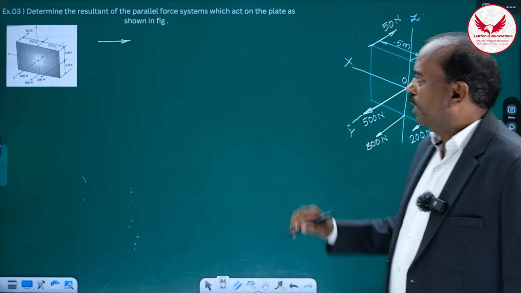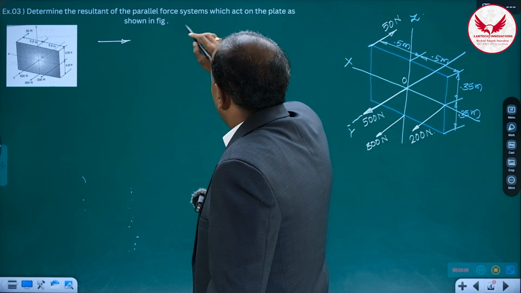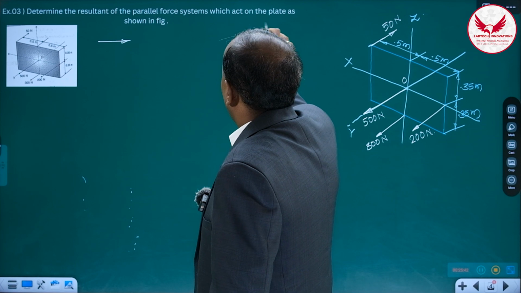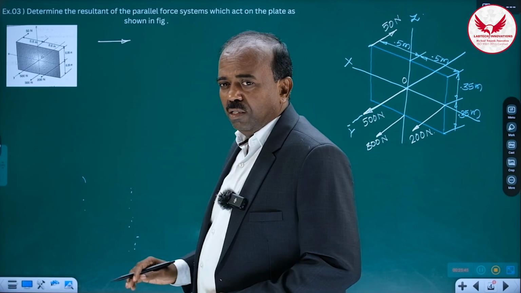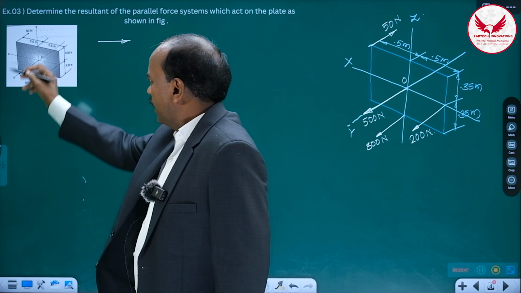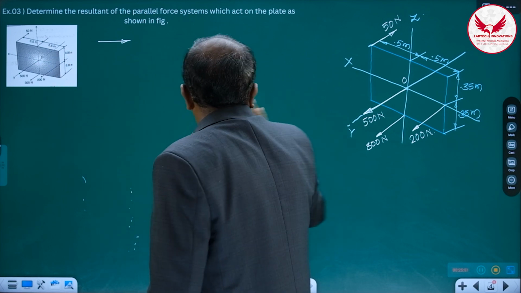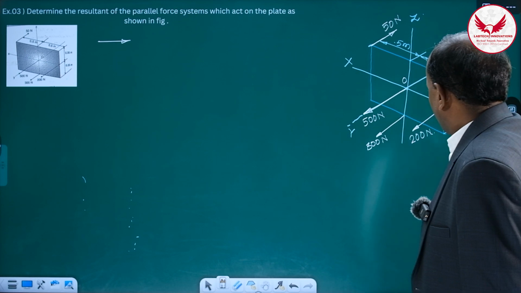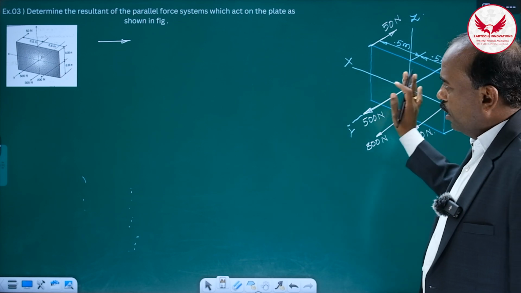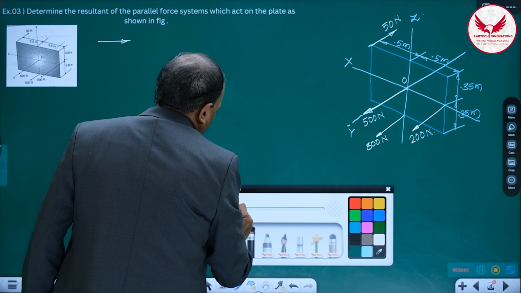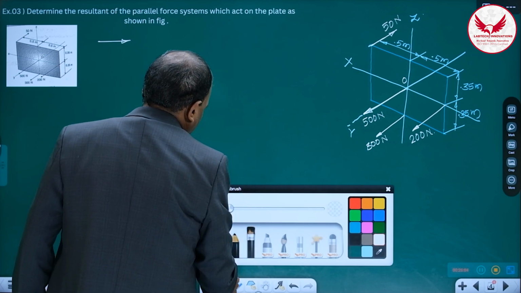Now we'll see the third example. Again the question is going to be same. Find the resultant of parallel force system which act on the plane as shown in figure. So this figure is little bit complicated. The same figure you have to redraw in the solution like this. I have drawn this same figure. And then after this, what you are supposed to do? You have to solve this problem like this.